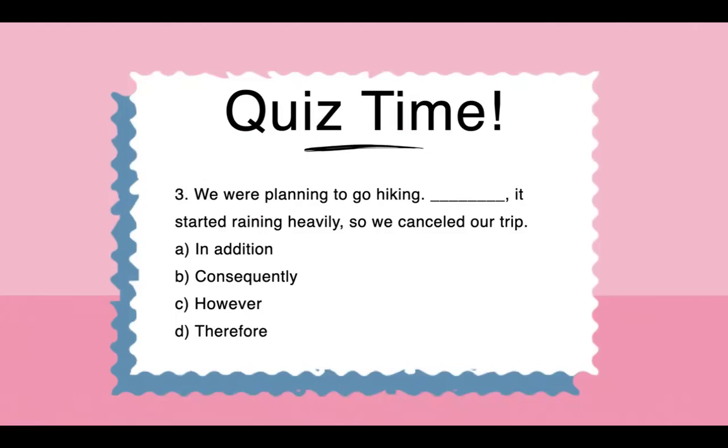Next, the last question. We were planning to go hiking. Blank. It started raining heavily, so we cancelled our trip. The options are in addition, consequently, however, therefore. You can choose the correct answer choice.